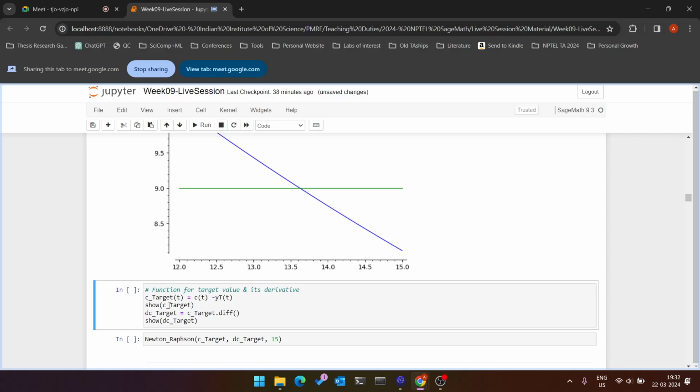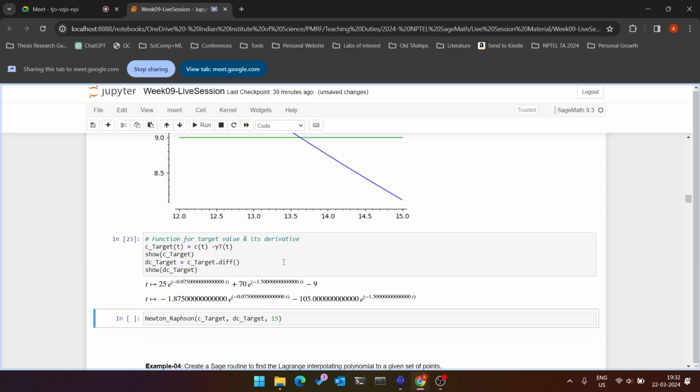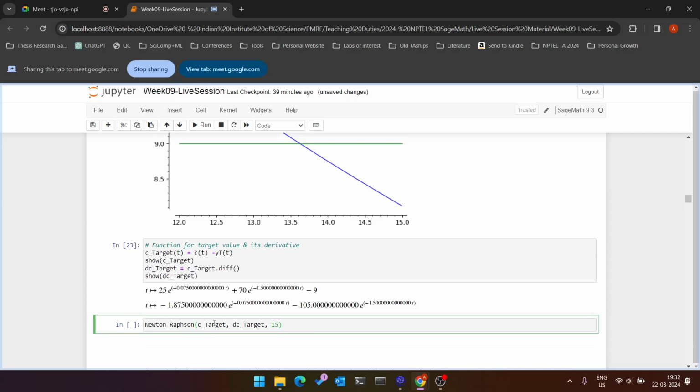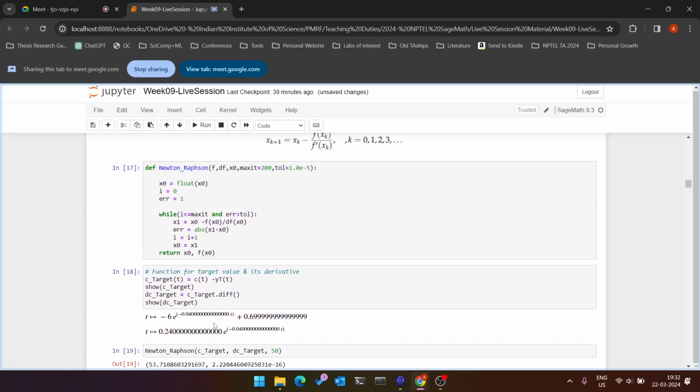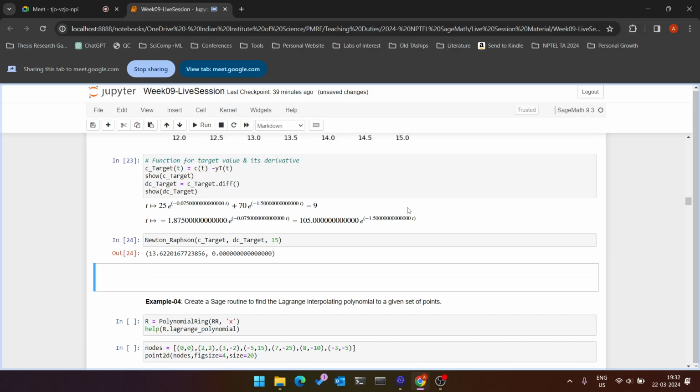We have the target function which we wish to drive to 0, which is concentration of t minus y target of t. We are also calculating its first derivative by simply doing c target dot diff, and we'll just print out how both functions look like. So this is what things look like. And finally, I'll be using the Newton-Raphson method, the function we have already specified in the previous example, to calculate what my solution looks like.